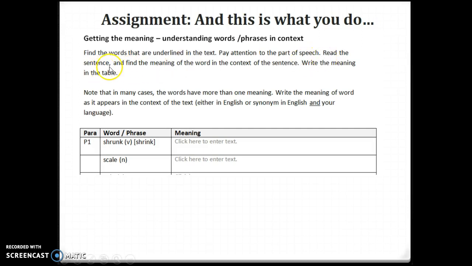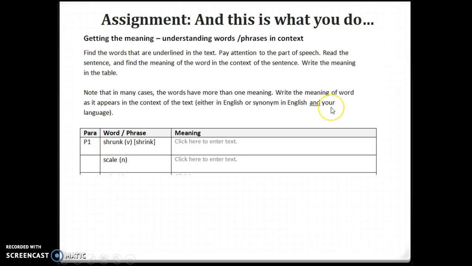It tells you to read the sentence. Why? Because you need to find the context of the word. And through the context of the word, we can understand its meaning. And based on the context of the word in this particular text, write the meaning in the table. And you can do that preferably in English, in a synonym, or in your own words. That makes you think about the word.